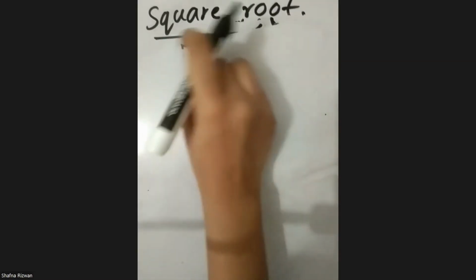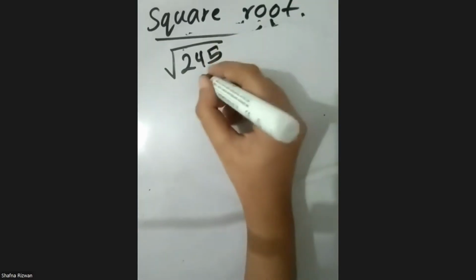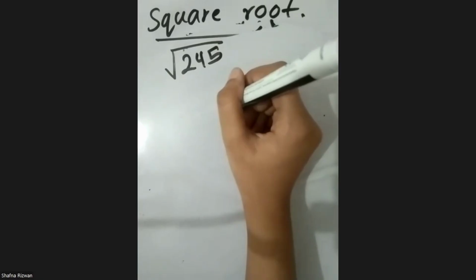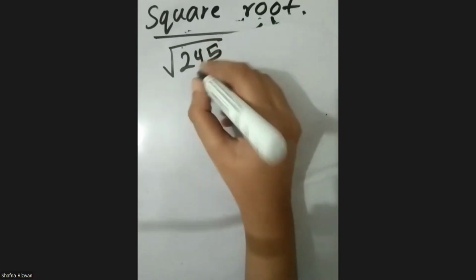Okay guys, now we are going to see the second example. What is it? You can take 245. When you take the value 245, now you have to find the square root. You are going to find the square root closer to this. So how can you find?